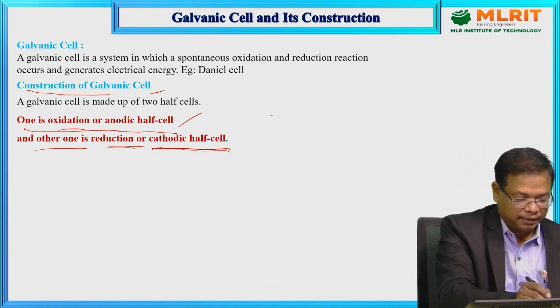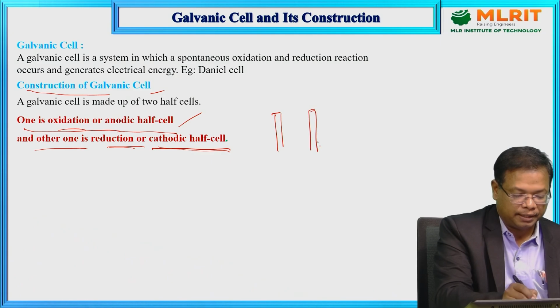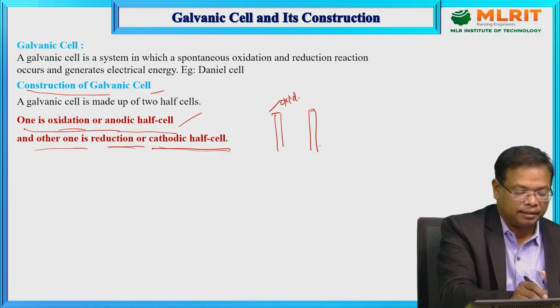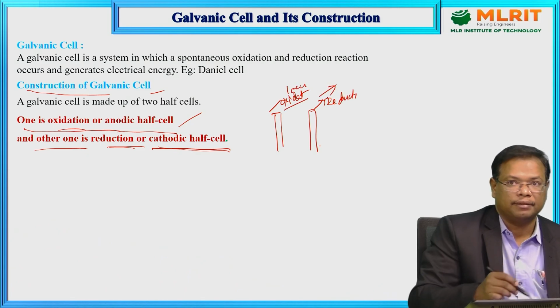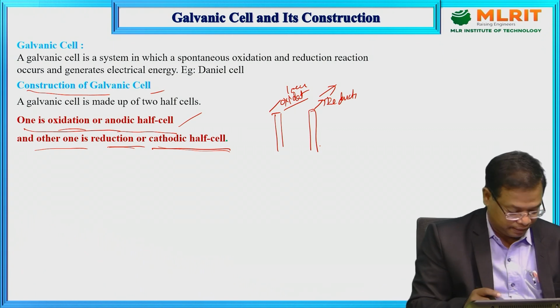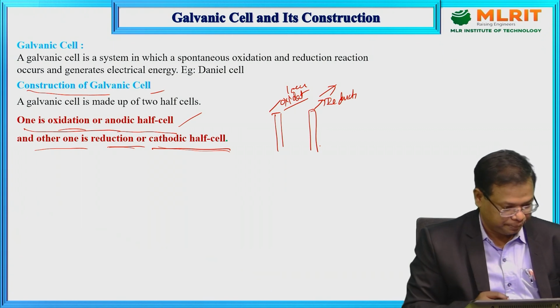Generally, two electrodes are there, anode and cathode. This is oxidation and this is reduction. Here is losing of electrons of any metal and here is gaining of electrons of any metal, the taken electrodes.